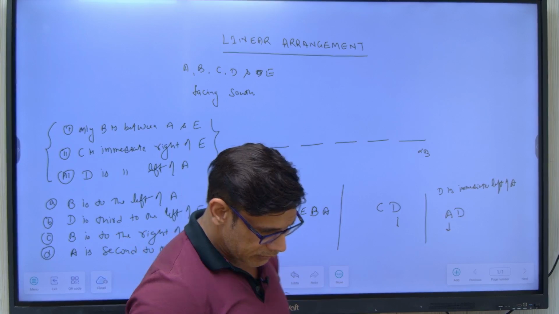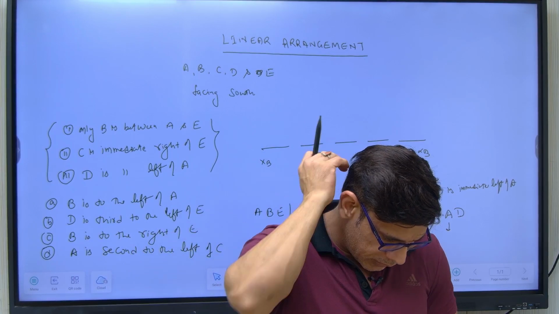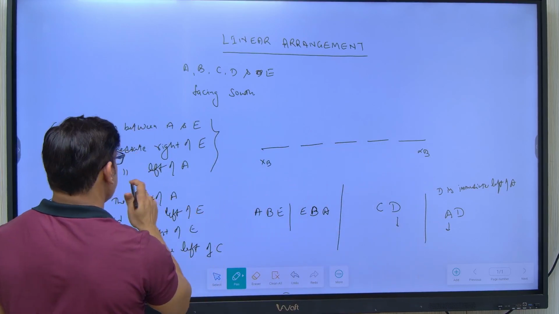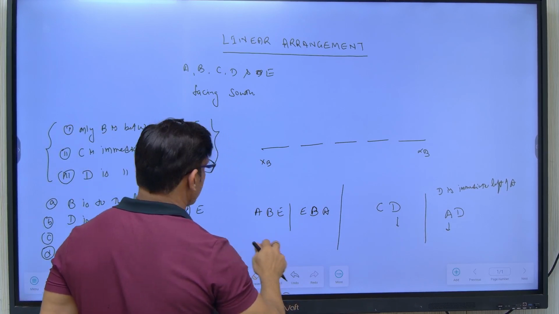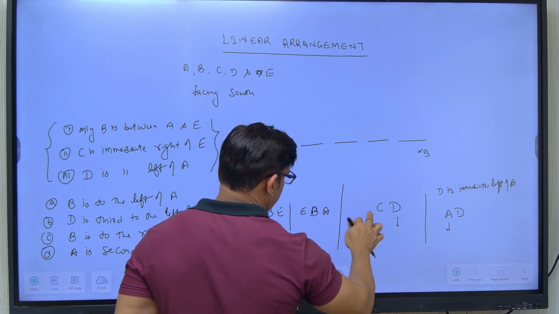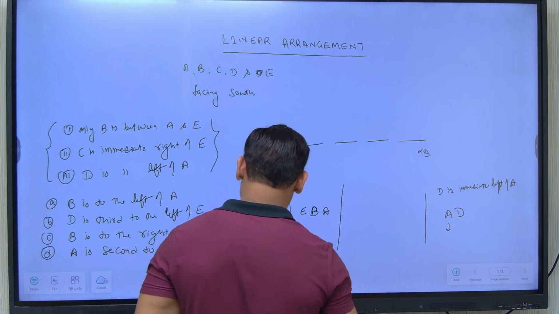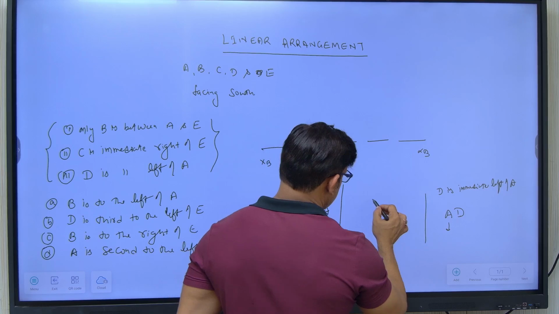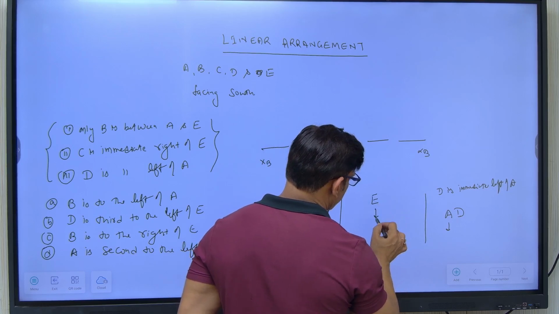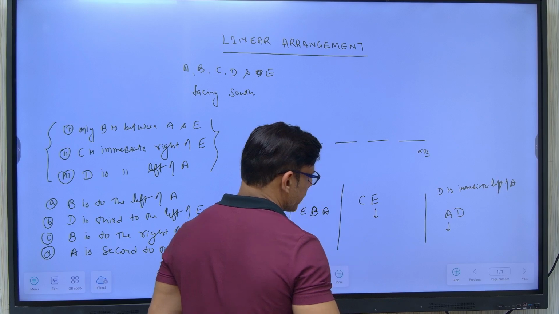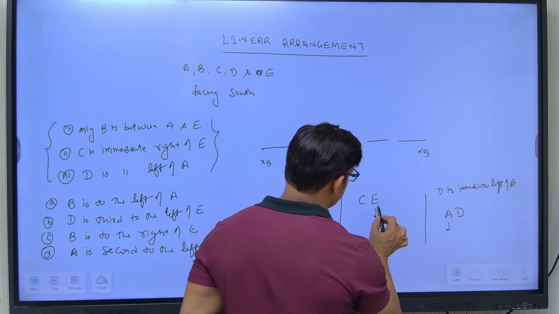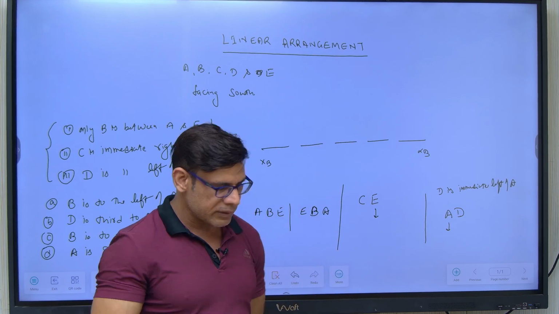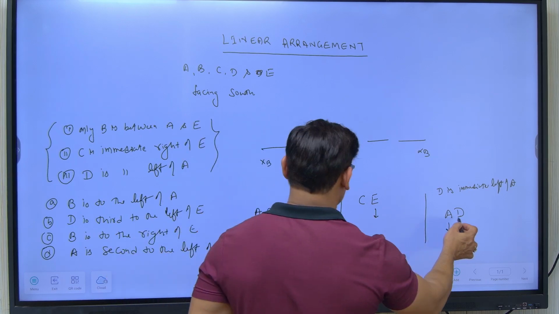It's given that C is to the immediate right of E and D is to the immediate left of A. And D is to the immediate left of A. This I wrote wrong, the second one. That's why we're not getting the correct answer. Second is C is to the immediate right of E. If this is E facing south, C is to the immediate right of E. This is what is given to you. So if I am E, my immediate right is this. And then A is to the immediate left of D.